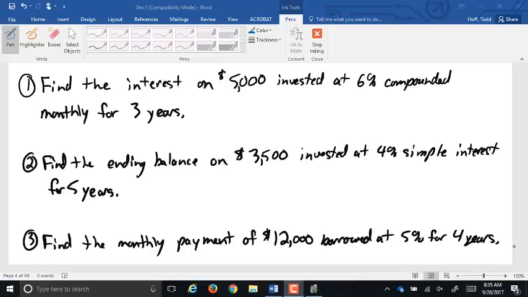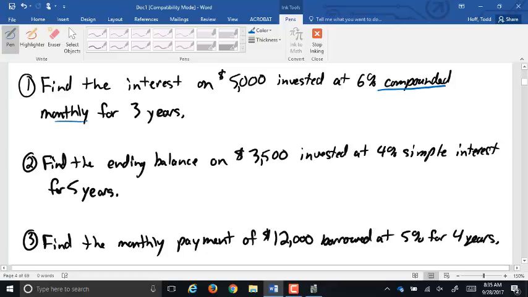So for the first one up here, first thing we have to do on each of these is figure out whether it's simple interest or compound interest. On the first one, find the interest on $5,000 invested at 6% compounded monthly for 3 years. Well, the key term there is compounded, and compounded monthly. So this is compound interest.